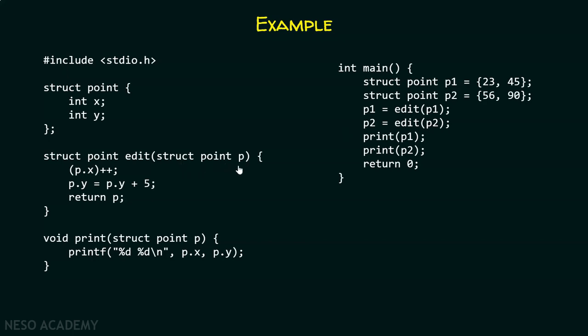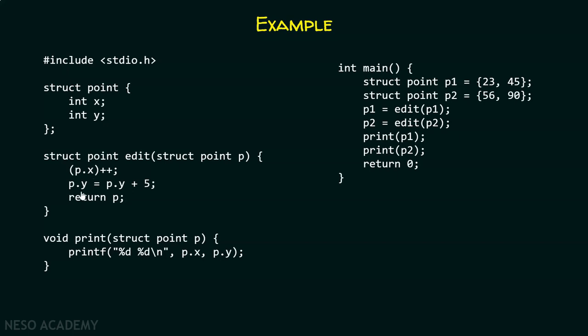Here p contains the copy of p1, which means that the values associated with p.x and p.y are equivalent to the values of p1.x and p1.y. This means that p.x contains 23 and p.y contains 45. Here in this case, we are incrementing p.x by 1, which means that 23 has been incremented, which gives the value 24, and it will get stored within that p.x only, because p.x++ means p.x equal to p.x plus 1. So the changes will get reflected in p.x as well.